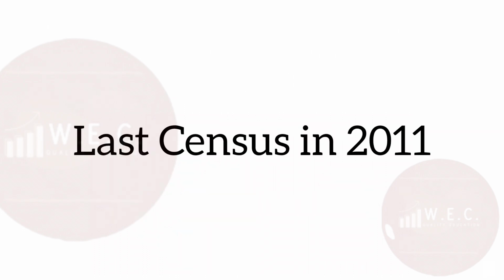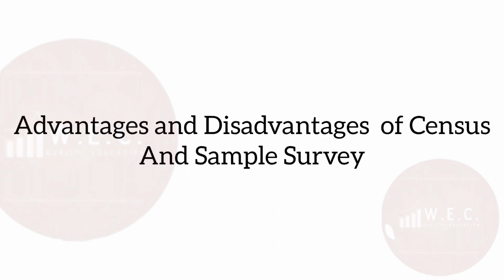Every 10 years, census takes place in India. The literacy rate, sex ratio, and number of population are calculated all over India. The last census took place in 2011. The next census was to be held in 2021, but due to the COVID situation, it was postponed. I will provide a separate video on the advantages and disadvantages of the census and sample survey.